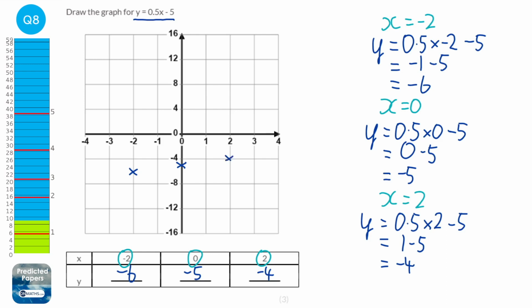Now, don't just draw in the line that we've got. You've got to draw in the whole thing. And it will look something like that. So no gaps at all. You've got to do it for the whole graph. So I started at minus 4 on the left, ended at 4 on the right, and just lined my ruler up with the 3 points we've worked out.